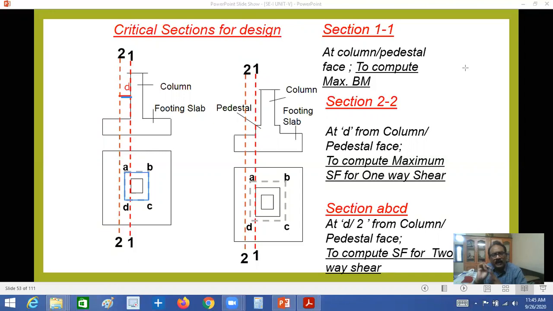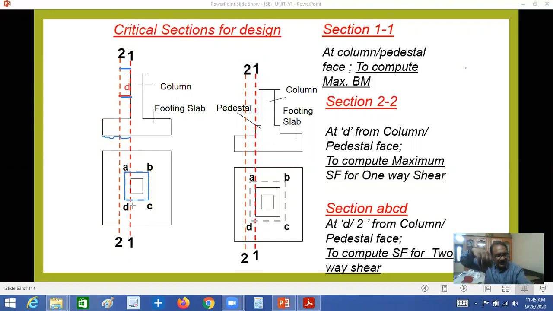To compute the maximum bending moment, section 1 is from the face of the column. This will act as a one-way, inverted cantilever slab, right? And from here to here is the one-way shear critical section, at a distance of d, the effective depth. And this, ABCD, is for punching shear.